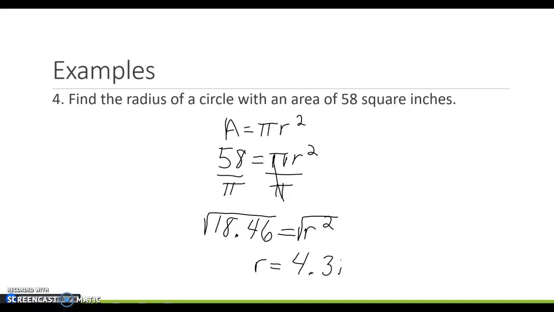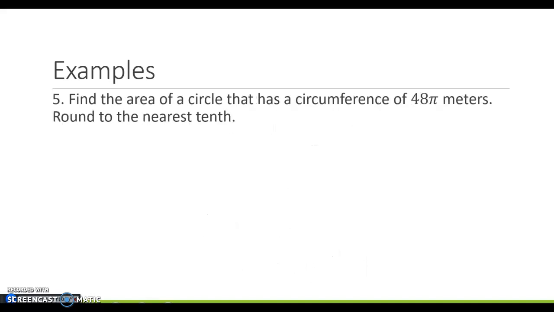And so the radius, square root, now we'll round to the nearest tenth, is going to be 4.3 inches. And it's always a good idea to double check your answer. Try maybe plugging in 4.3 and just validating that you get something that would be close to 58, since we are rounding. Okay? Let's do another.